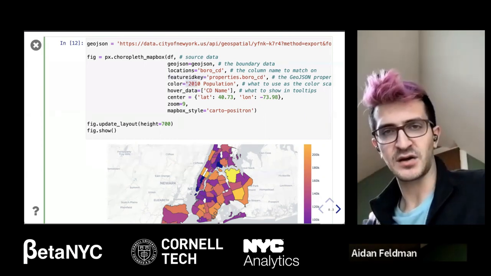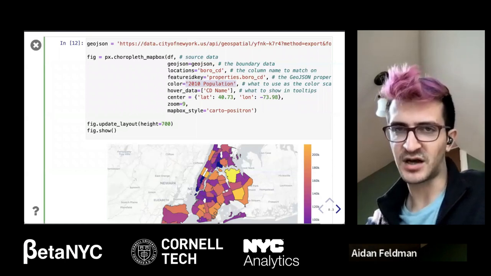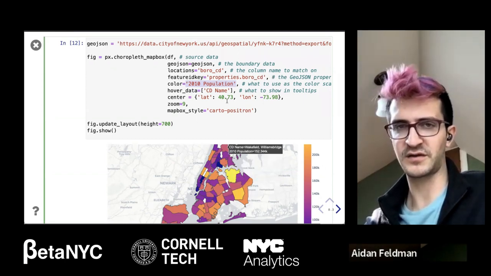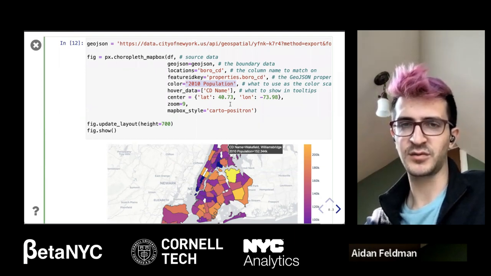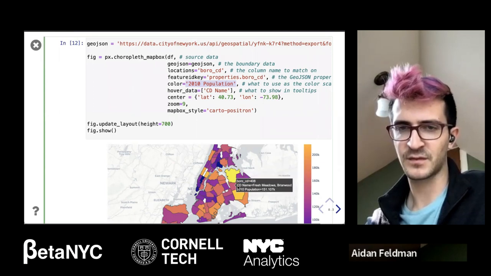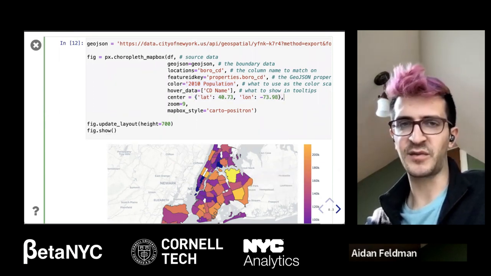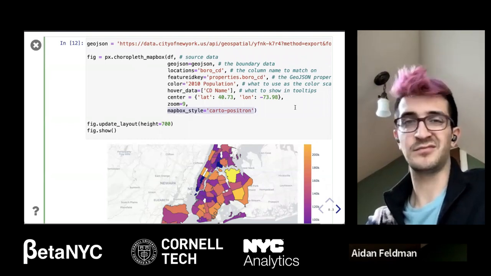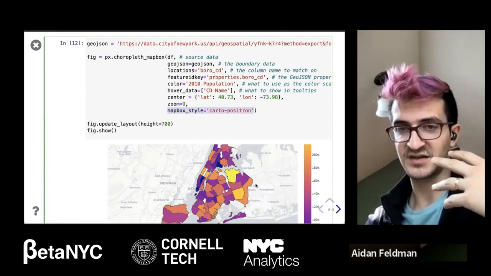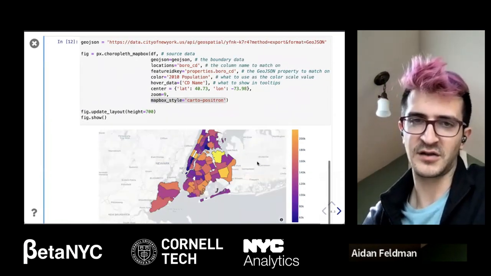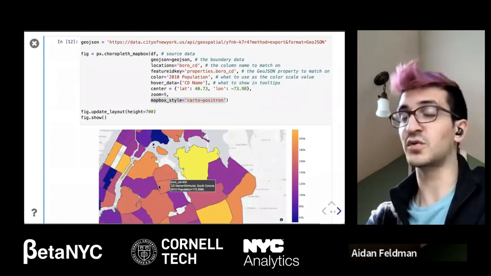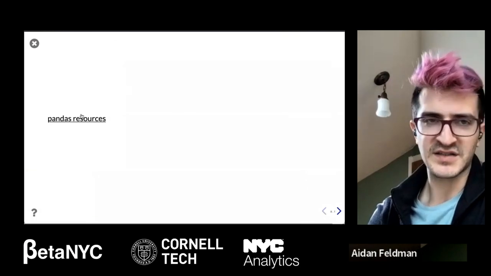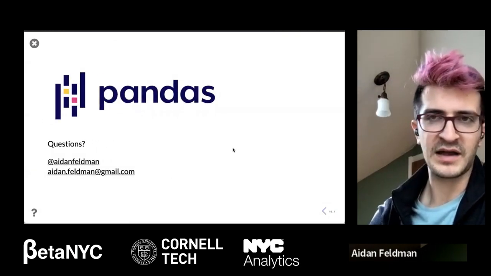For the values, we're specifying that we want this 2010 population column to be the thing that determines the color, and it automatically figures out the colors and everything for us. When we hover over the community district, we want to show the community district name. That's helpful. And then this is what the center of the map should be, this is the zoom level, and the mapbox style is the color scheme that we want. But this is not very much code, and we have this really nice looking interactive map. So yet another example of cool things you can do with very little code in Pandas and Jupyter. I'd like to send Pandas resources there if you're interested in learning more. And that is all the material I had.